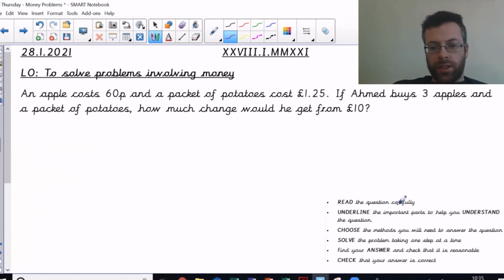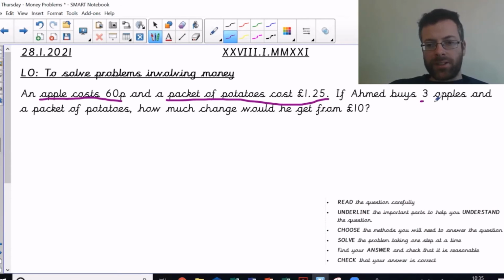So, read the question again and underline the important parts. An apple costs 60p. That's important. A packet of potatoes costs £1.25. That's important. If Ahmed buys 3 apples, so that's like a 3 times something, and a packet of potatoes, that's just 1, how much change will he get from £10?